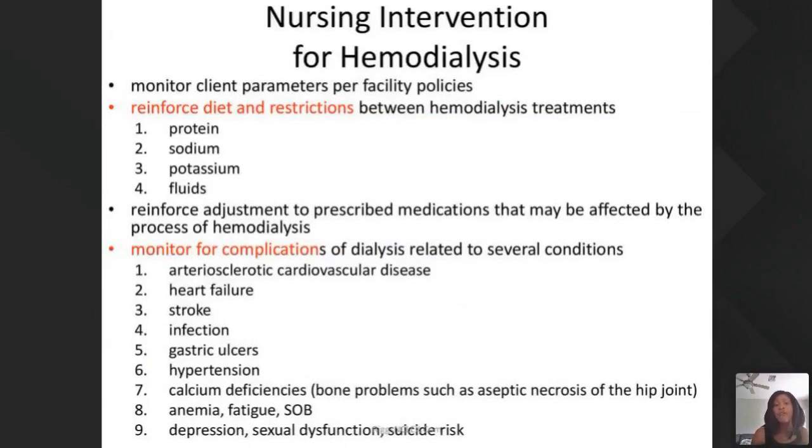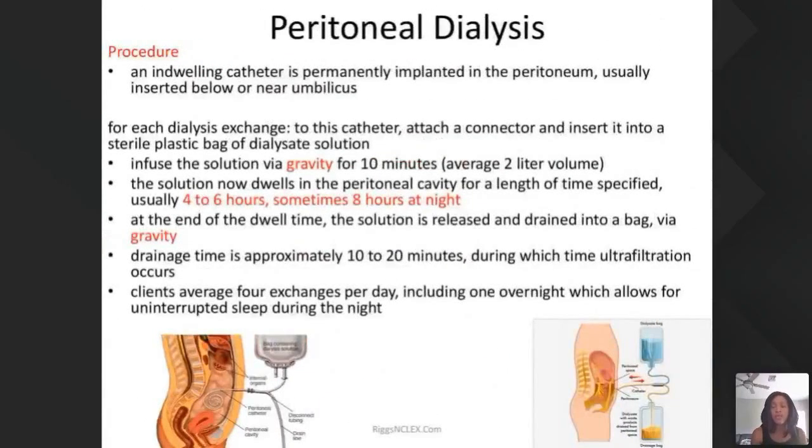So with hemodialysis, there's a lot of nursing intervention, some teaching, and some things to keep in mind. With these types of procedures, we want to monitor or reinforce diet and some things that they need to be restricted from between treatments, okay? We also want to always do their blood pressure prior to, and we may need to hold their antihypertensives. There's a lot of complications with dialysis, so we want to monitor for these complications. They could go into heart failure, stroke, infection. Obviously, you're accessing large blood vessels. There's always a risk for infection for these.